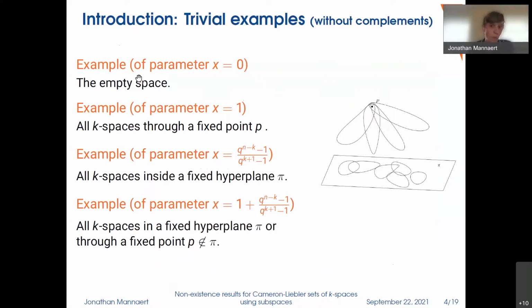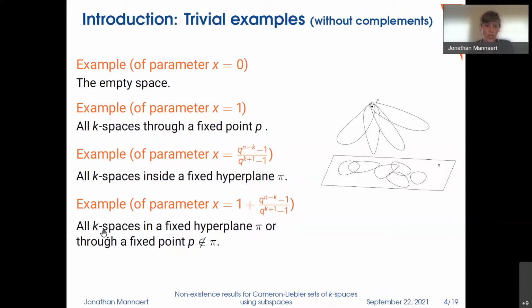The trivial example for x equals 0 is the empty set, and that's the only possibility for Cameron-Liebler sets with x equals 0. For x equals 1, we can choose all k-spaces through a fixed point P. For this value of x, we can also consider all k-spaces inside a fixed hyperplane. And we can take the disjoint union of two previous examples to get a new example, where the parameter is the sum of the parameters of these two examples.